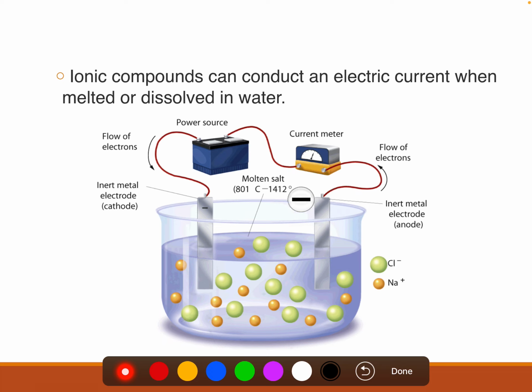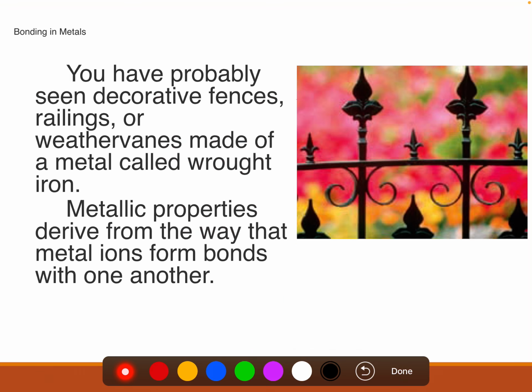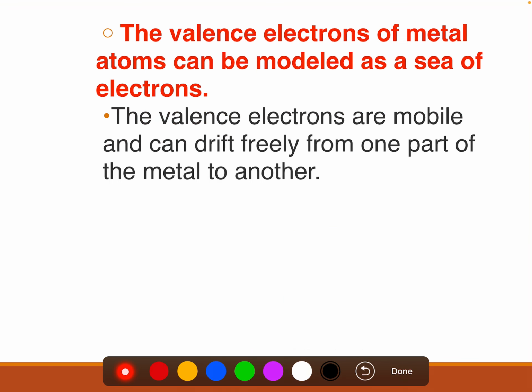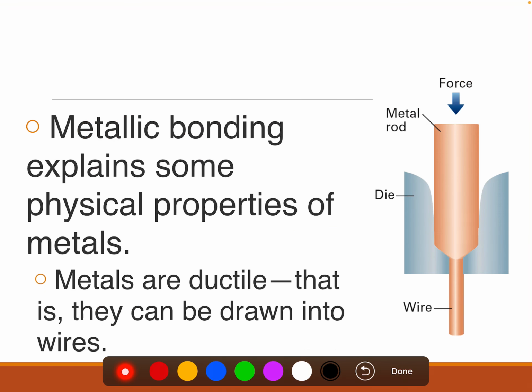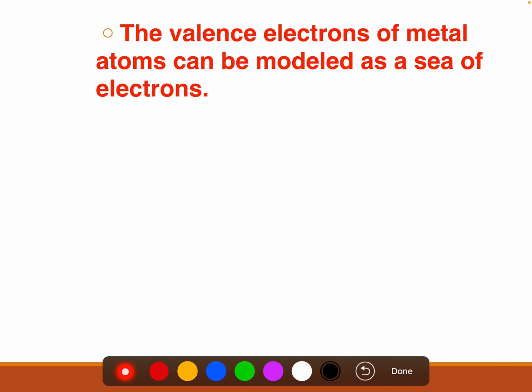We've already talked about the properties of ionic compounds, so I'm going to skip. That's funny, it's off on the thing. Sorry, I'm kind of going fast.